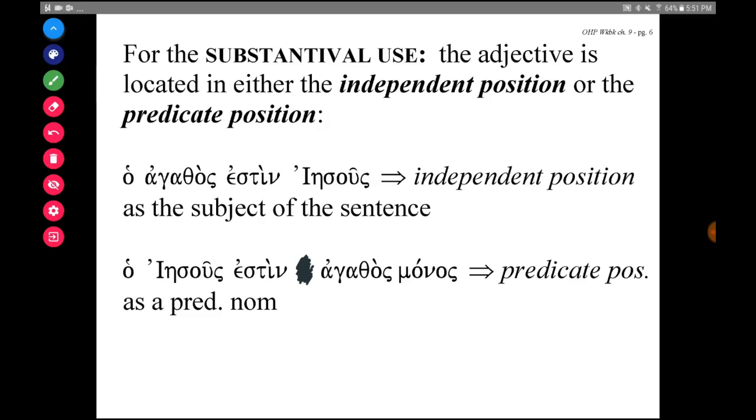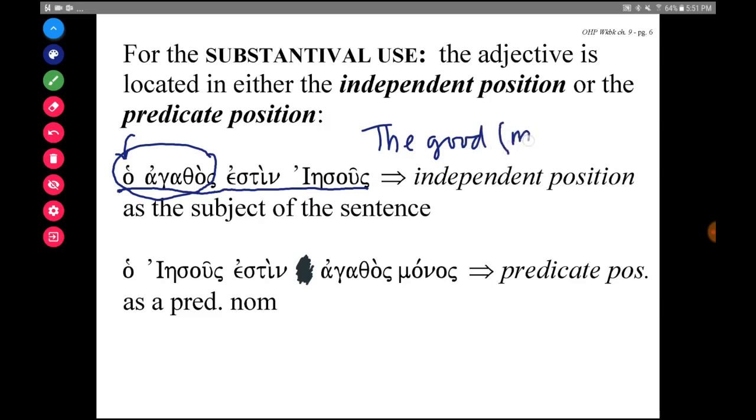So here we have ho agathos estin Iesous. And this is a good example of the substantive in play, where the ho agathos, the article in front of the adjective, tells me that the article might be used substantively since it's not connected or modified to any noun. And so this could be translated as the good. And since ho and agathos are masculine, what might be implied is the good man. Estin is Jesus.